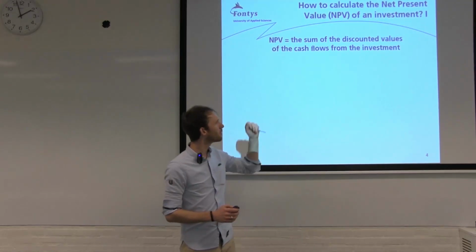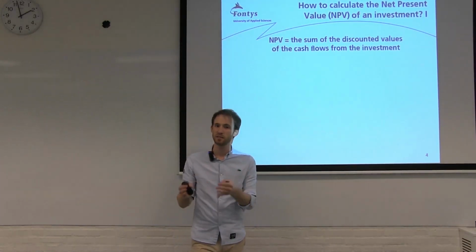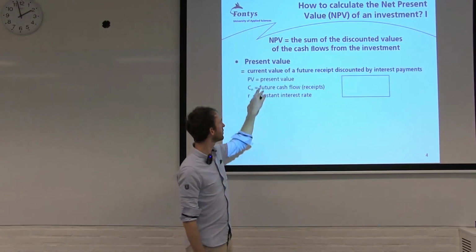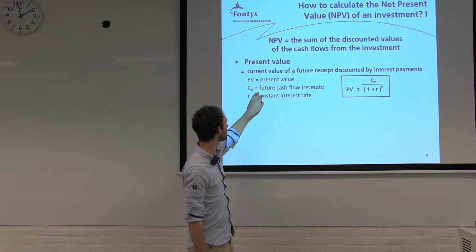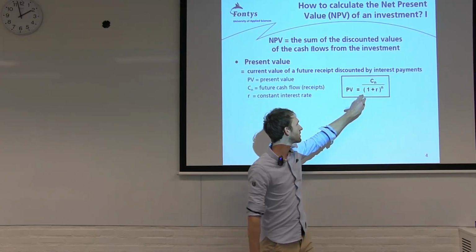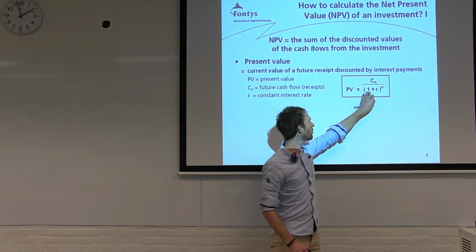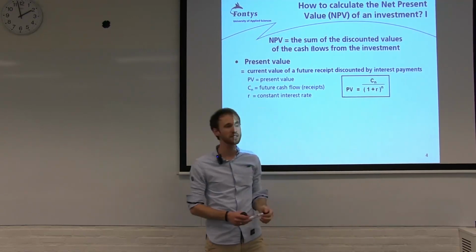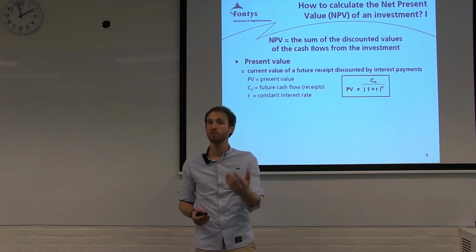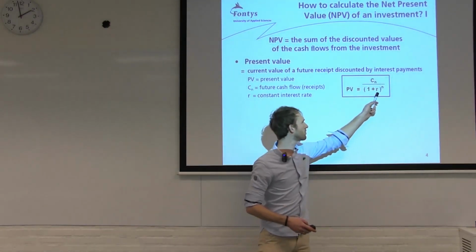Before we're able to calculate the net present value, we have to know how to calculate the present value. And for this, we've got a very simple formula. Here you can see the abbreviations, and here you can see the formula. So the present value is the cash flow of the future, divided by 1 plus r, and r is the interest rate. The interest rate could be, for example, the money we would receive if we put our money on the bank account. And then raised to the power of years.